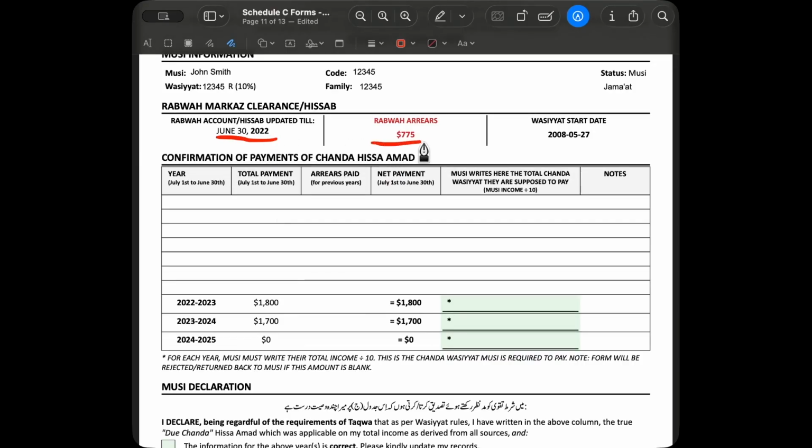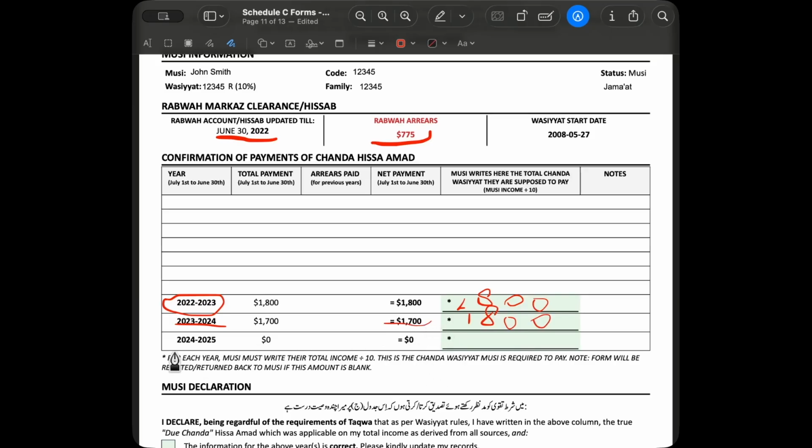This Musi, his account is cleared up to June 30th, 2022. His arrears are these. When we come here, for 3 years this Musi has not filled out his form. So let's assume he was supposed to pay 1800 for year 2022-23, then he will just write down 1800 here. And for 23-24 he was supposed to pay 1800 here as well. He has paid 1700, so he's short 100. That would be his arrears.